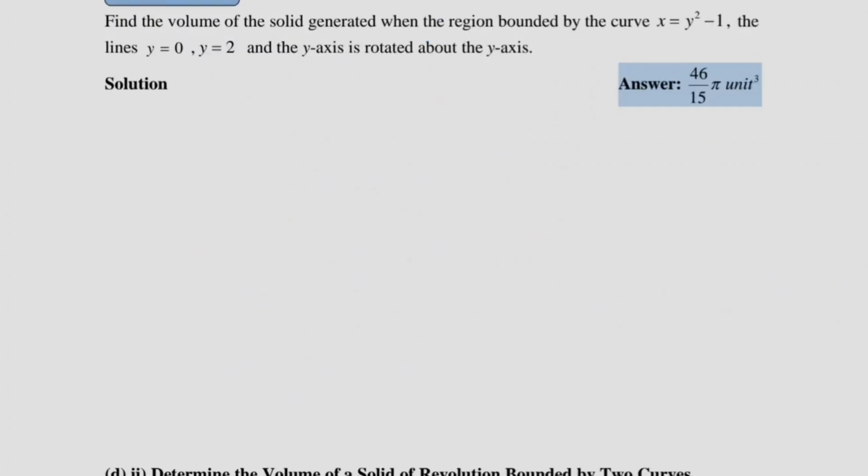Moving on to exercise 2. Next exercise. Find the volume of the solid generated when the region bounded by the curve, the lines, and the y-axis is rotated about the y-axis. So when you see it's rotated about the y-axis, this means we have to integrate in terms of y. Because this is finding the volume, you must use whatever the question is stated over here. Rotated about what axis? We have to follow that.